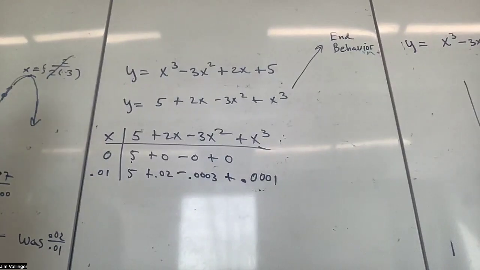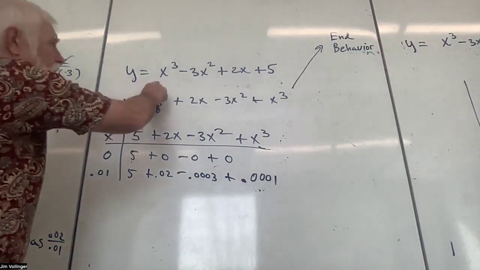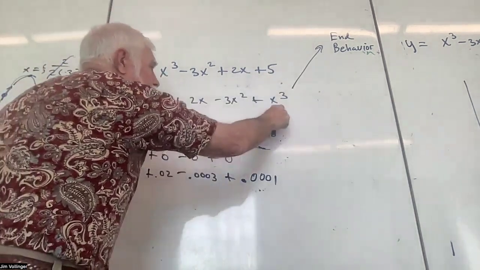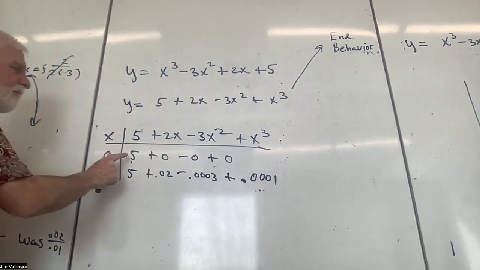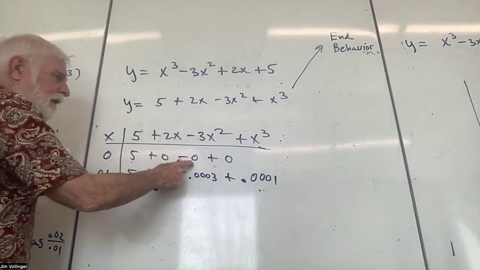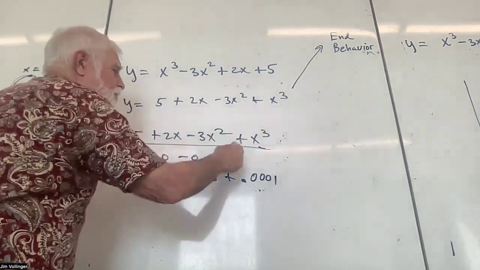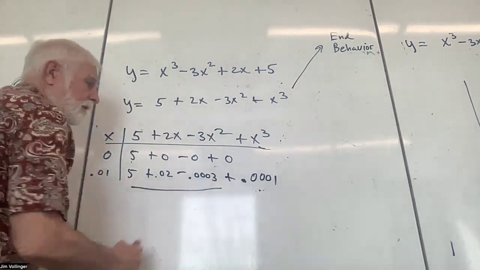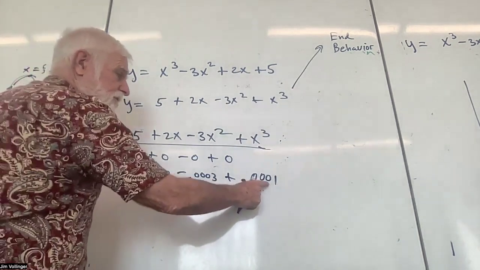All right, so let's go to a cubic. This is how it will be presented to you, but I think you should read it that way. And let's put a 0 in. 5, 0, minus 0. We've already established that. And 0 cubed is 0. Let's put 0.01 in. We've already established this, but we're also adding 0.001.